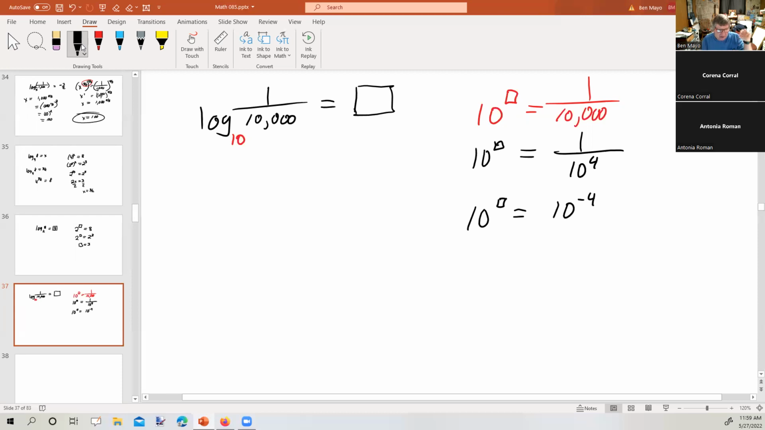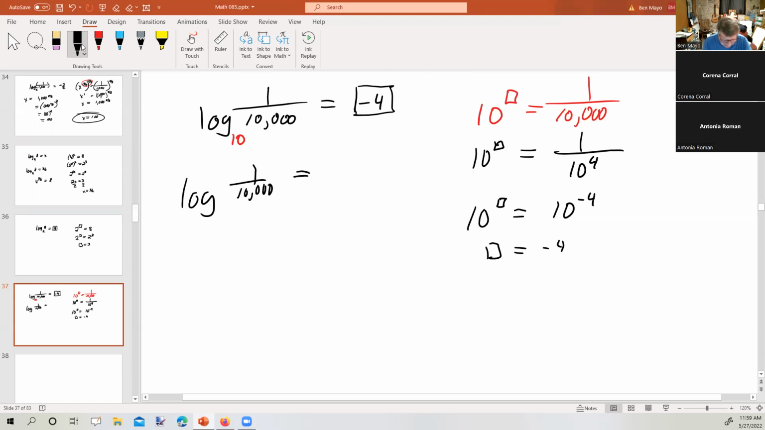Because on the left side, I've got 10 to some power. So on the right side, I need 10 to some power. So now the box equals negative 4. Okay with that? Yes. Let's do this. Let's go back to the calculator.